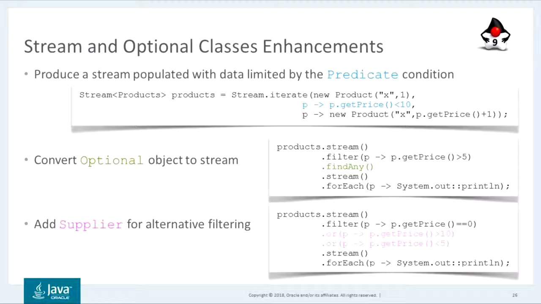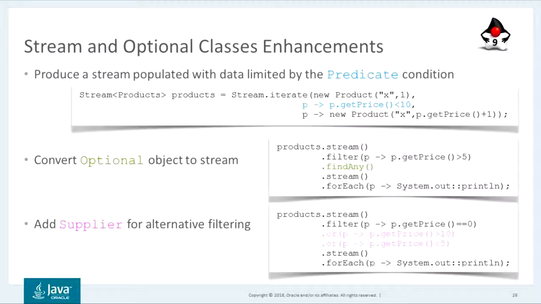So this is a new feature. For example, a filter method potentially can return you an optional object. So there might be no such content in the stream. The findAny method returns you the optional object. And the new feature is that you can now convert it again to a stream. So maybe there's a further stream of data out there that you want to process.